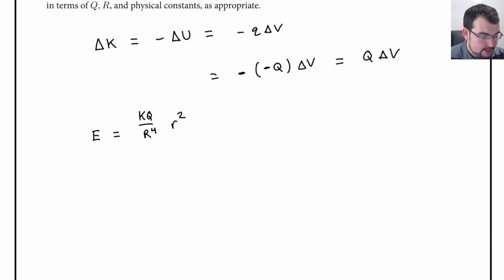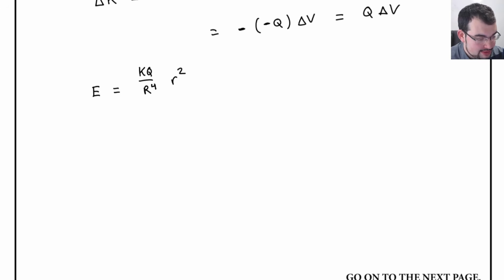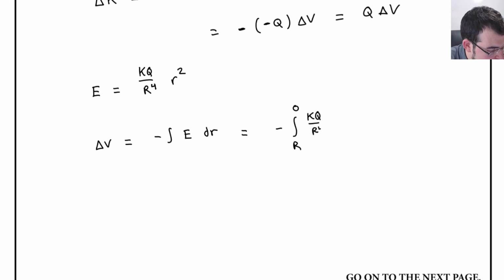And then we just use the fact that delta V is just the negative of E dr, right? Because E is the slope of potential. So if we add up all the slopes, we get our downhill motion. So we actually started at big R and we ended at 0. And the function we're integrating is kq over big R to the 4th times r squared with respect to r. Everything there is a constant except for the r squared.